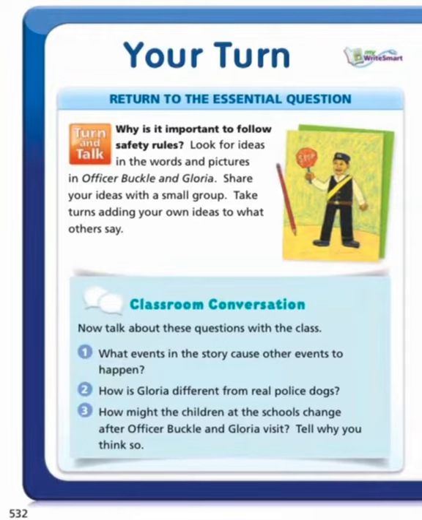Classroom conversation. Now talk about these questions with the class. 1. What events in the story cause other events to happen? 2. How is Gloria different from real police dogs? 3. How might the children at the schools change after Officer Bucko and Gloria visit? Tell why you think so.